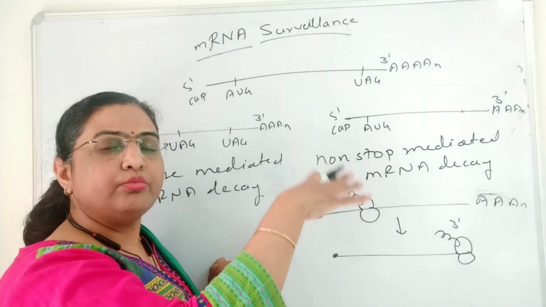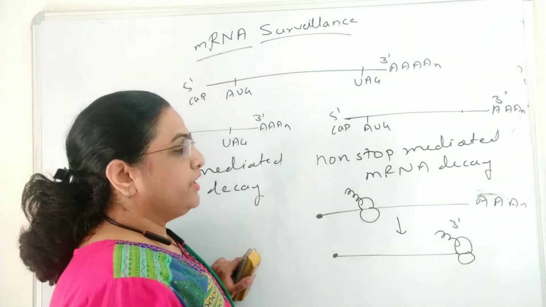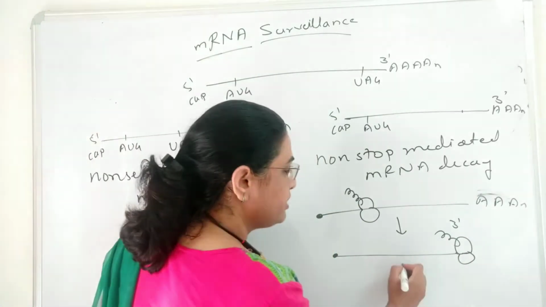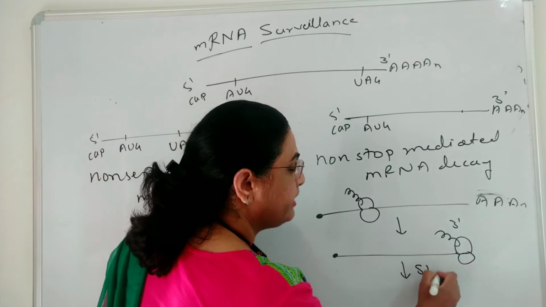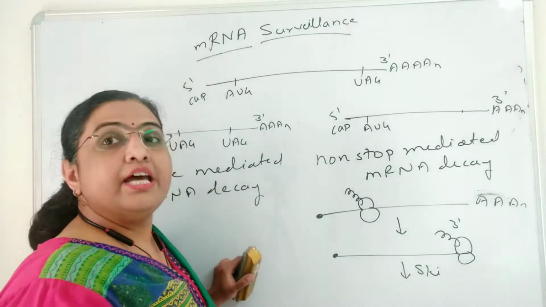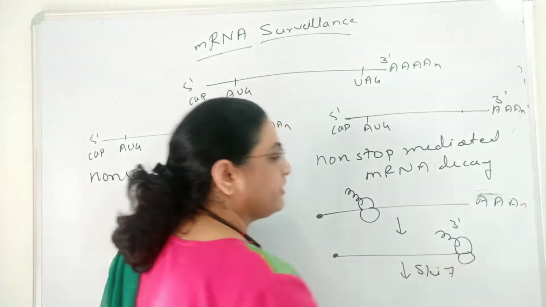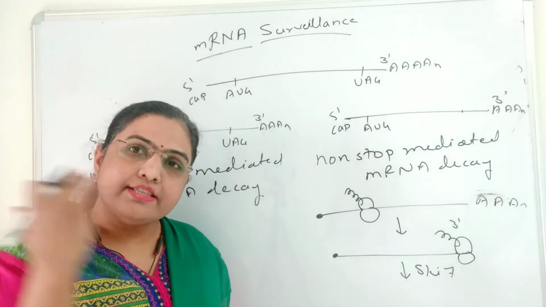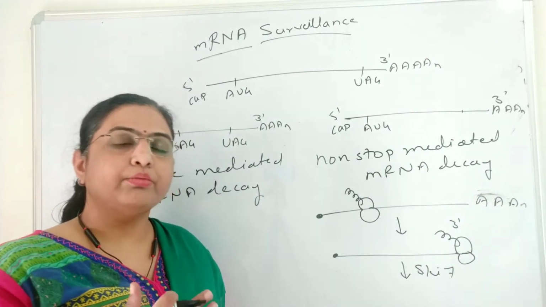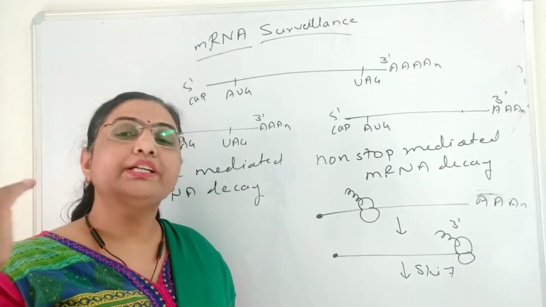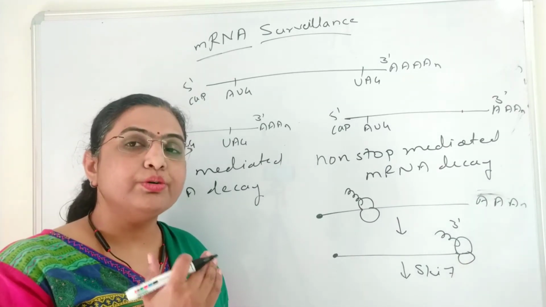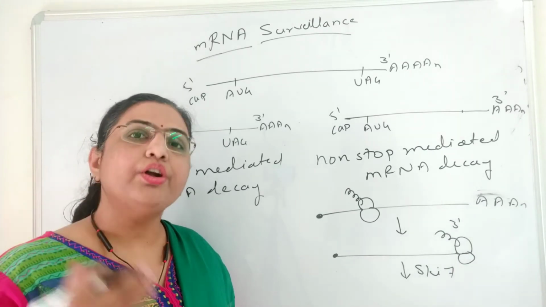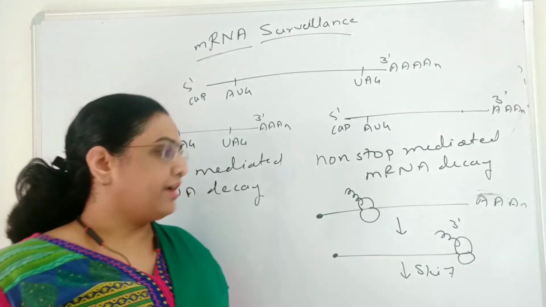Now that ribosome is going to be stopped there. Such a type of ribosome is going to be identified by the protein SKI7. These SKI7 proteins are from the family of the release factors, similar to the release factors which are involved in the termination of translation.